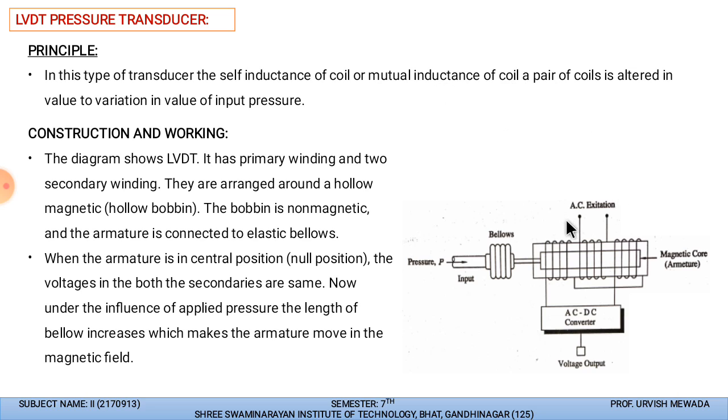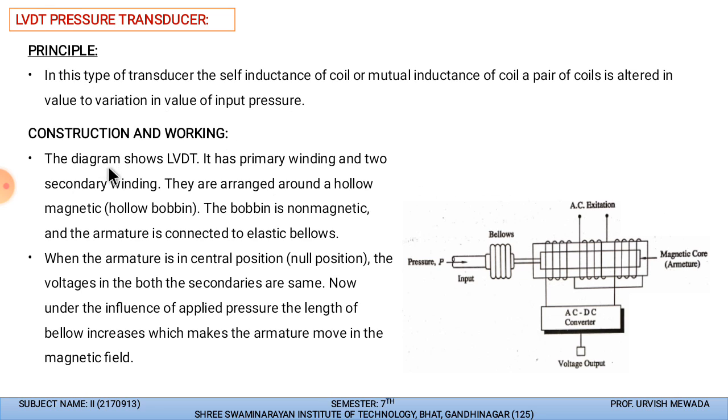Once the flux is produced in the primary winding after excitation, that flux will be cut by the secondary winding, and the secondary winding will produce the EMF accordingly. And we can use the self inductance as well as the mutual inductance principle, and this pair of coils is altered in value according to the variation in the value of the input pressure. So let us discuss the construction of this setup.